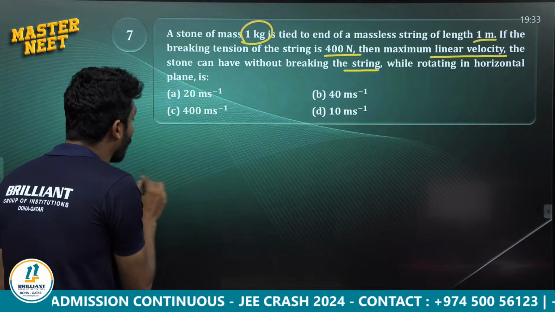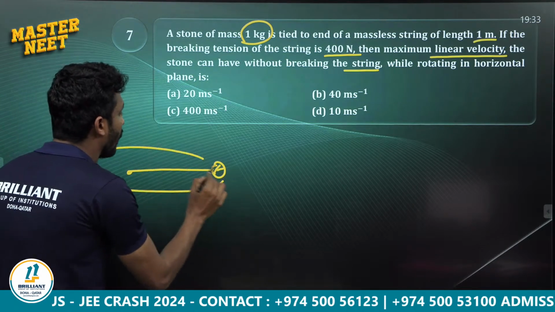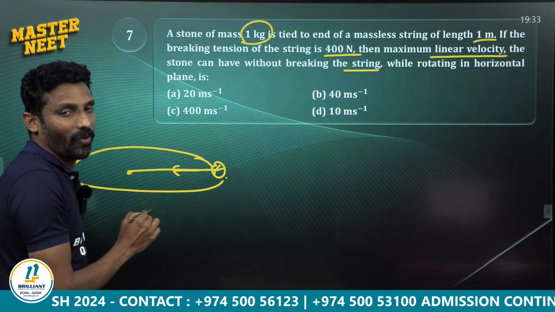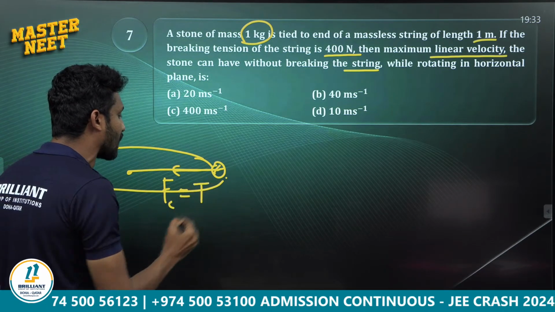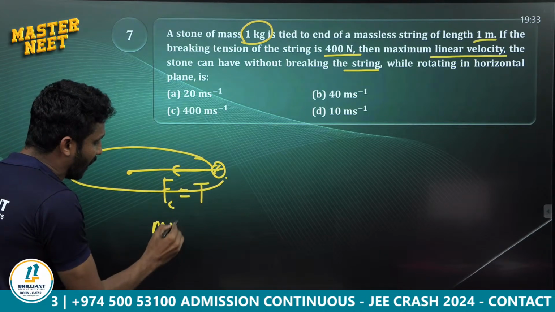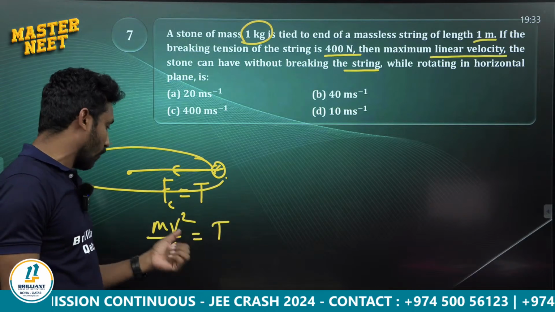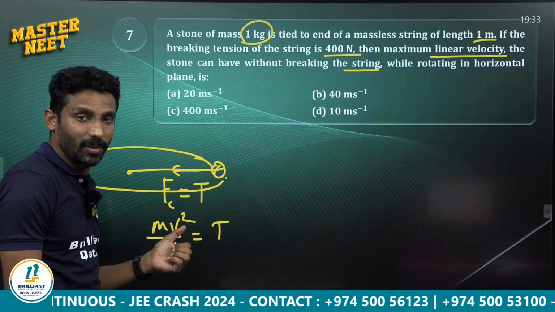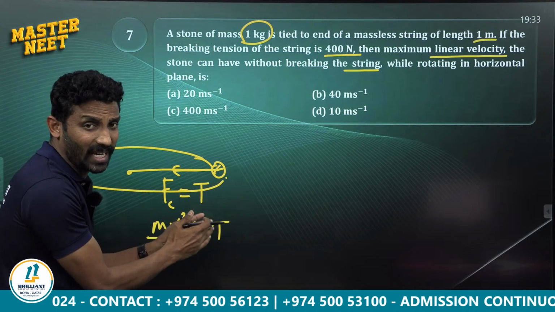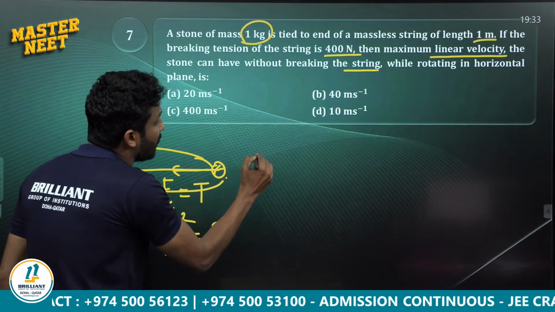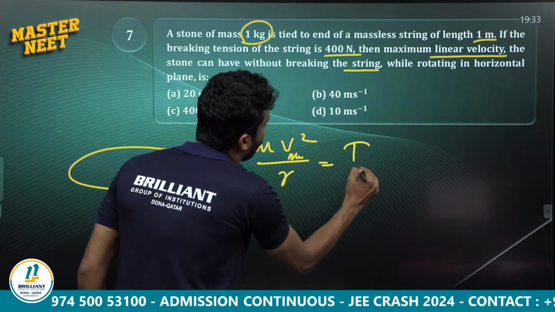Okay, the problem is the rotation of a stone using a string, and we know that the centripetal force is provided by the tension. It's a very simple question. Centripetal force provided by the tension: mv²/r is equal to tension. When velocity increases, tension increases, which means when velocity is the maximum permissible value, the tension is the maximum breaking strength. So we apply m v_max²/r = T_max.